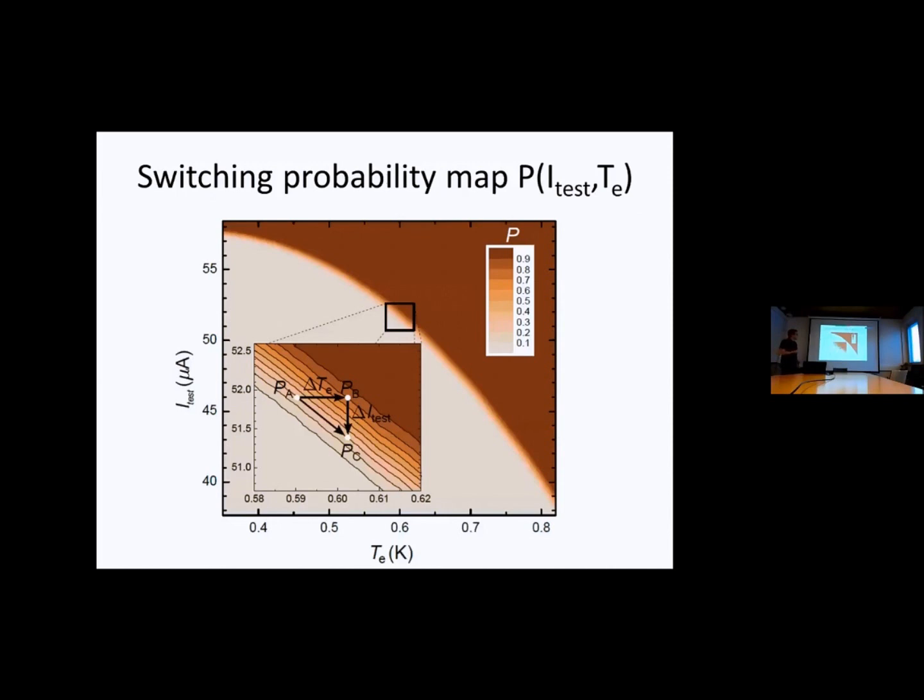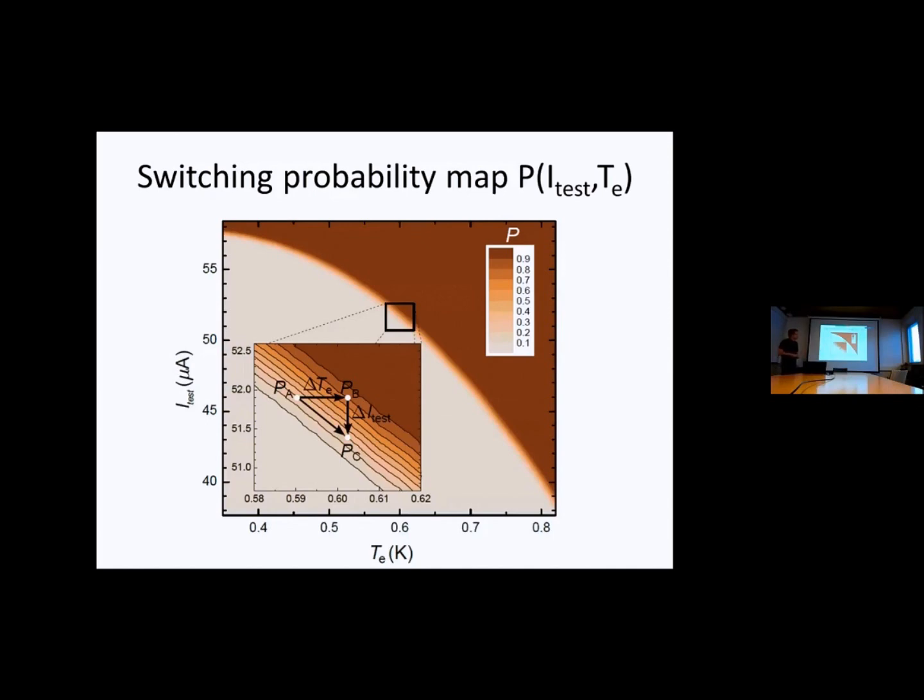So here on the vertical axis, we have the testing current, the current that we send to probe that bridge. Here we have electron temperature. So you see that there are regions which are kind of trivial. The switching probability here, this brown region, is 1. Here, this light region is 0. But in between there is an interesting region, this stripe here, where the probability is neither 0 nor 1, and this is where we want to work.